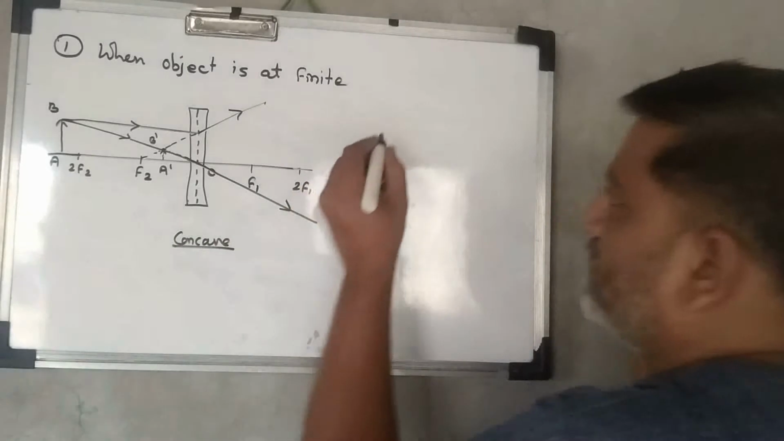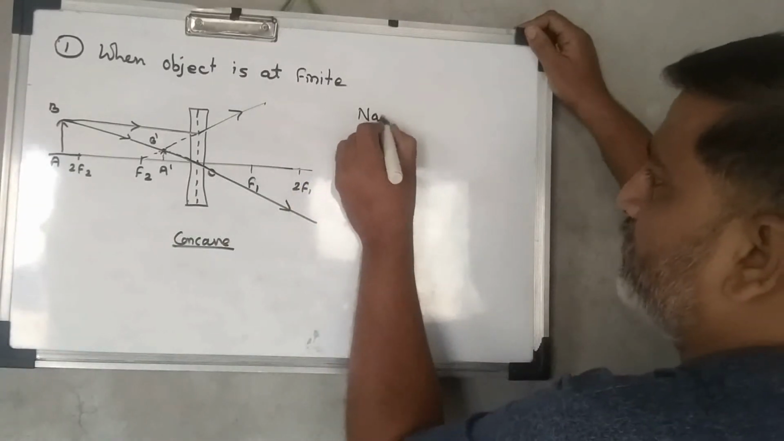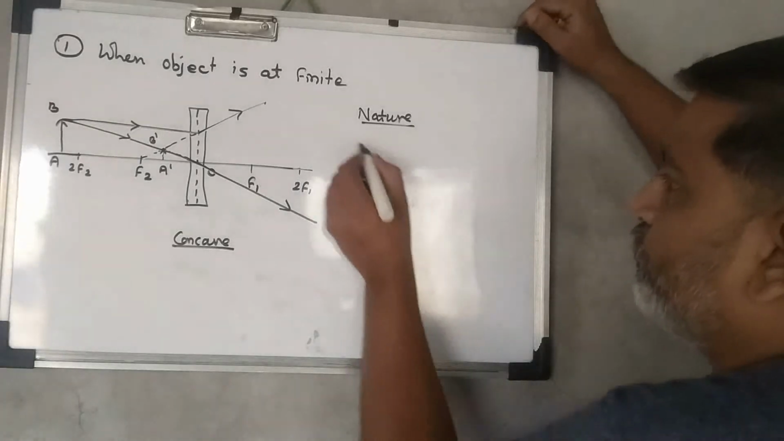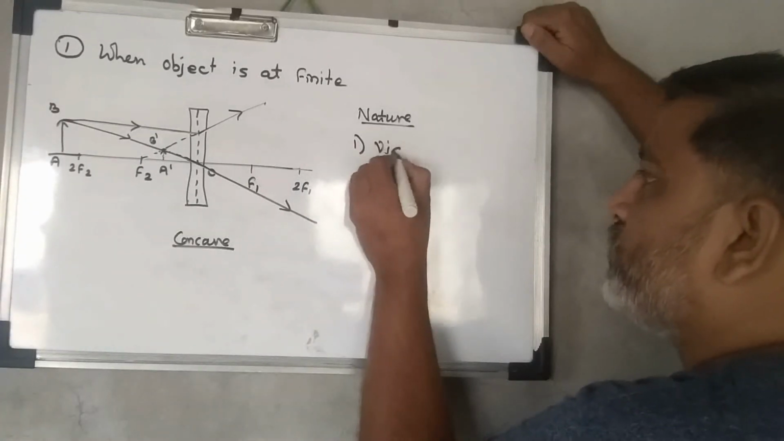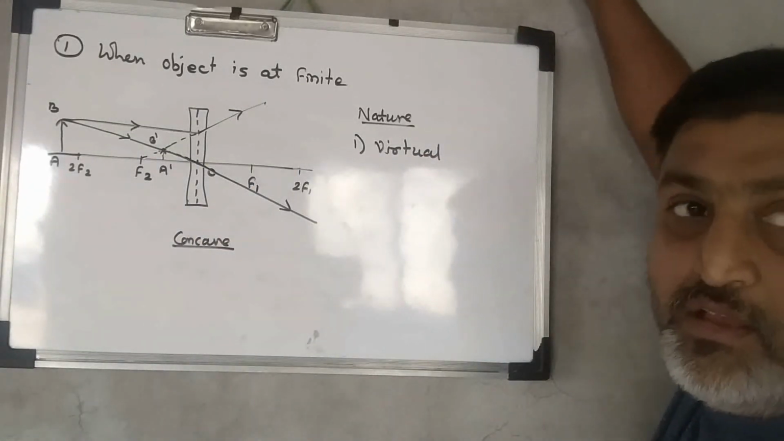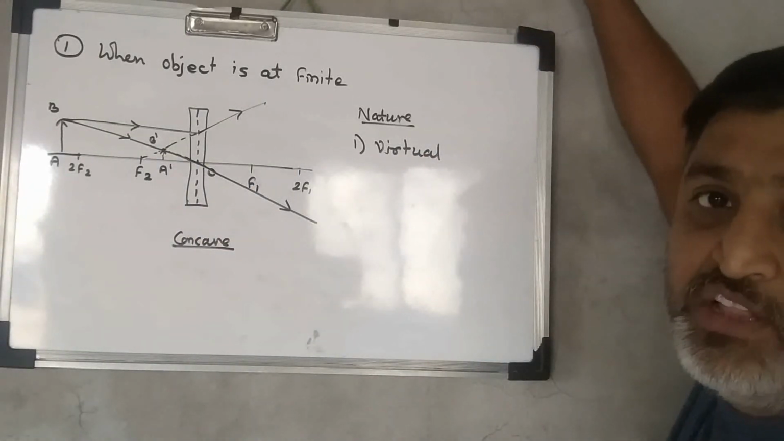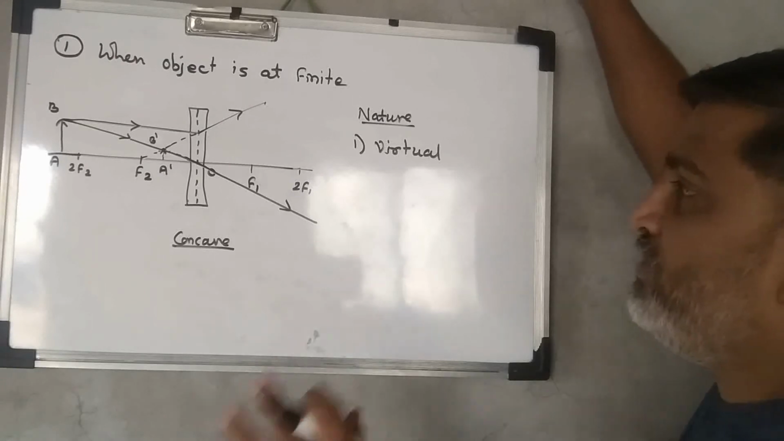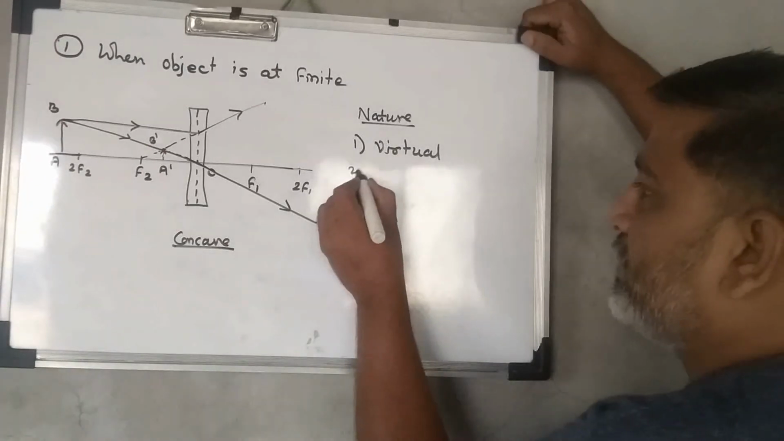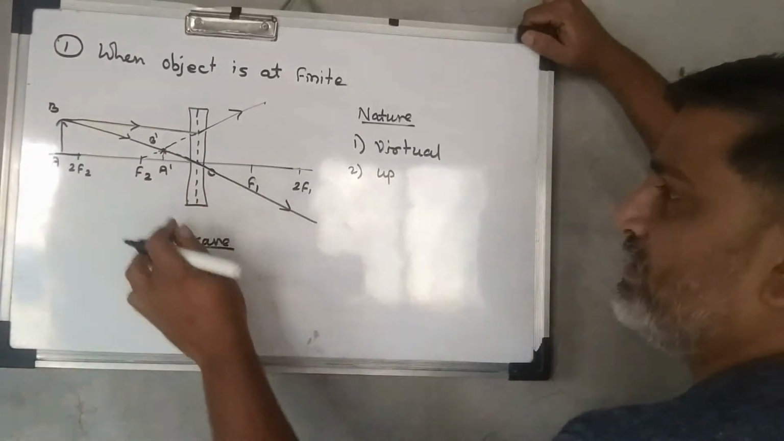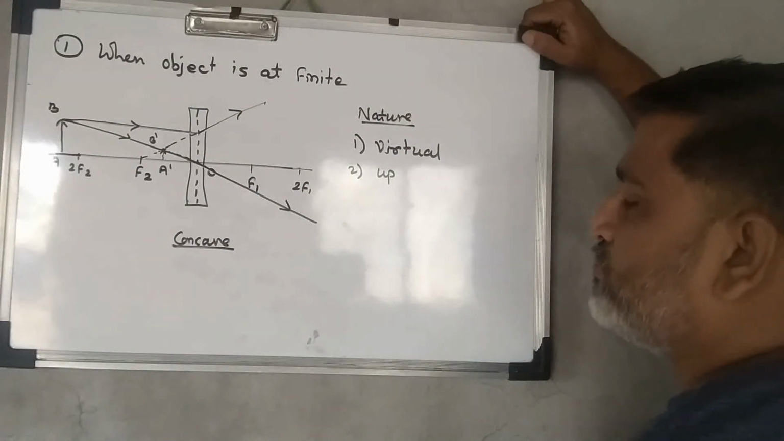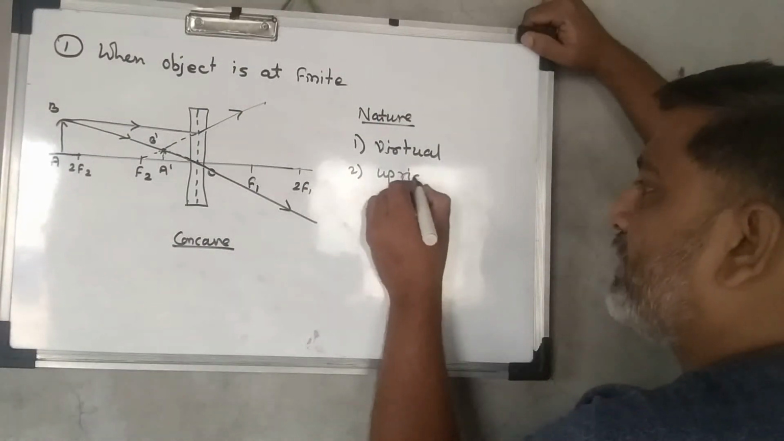Now let's talk about the nature. What is the nature of the image formed? First, it is virtual, so it is shown by the dotted line. Don't show it by a solid line. If real, then show by a solid line, but if it is not, then show by a dotted line, as I have shown here in the diagram. Second, it is upright. The object is at plus y, and the image formed is also at plus y, so it is upright.